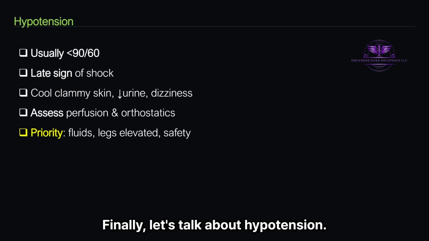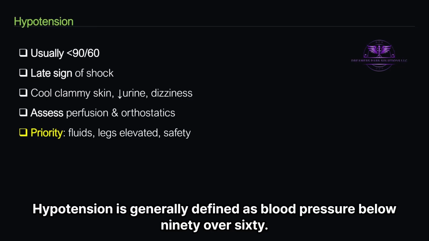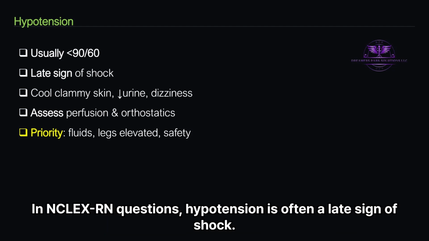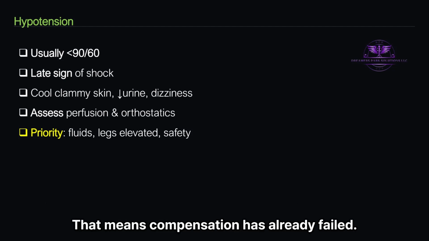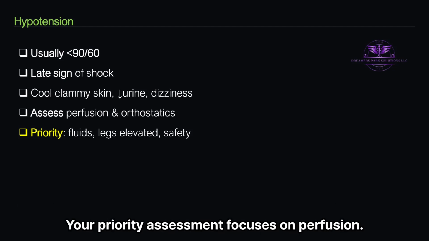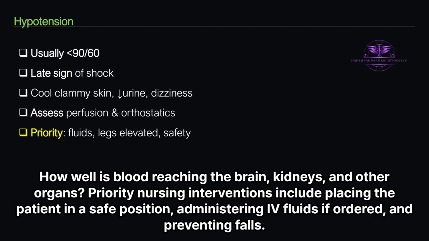Finally, let's talk about hypotension. Hypotension is generally defined as blood pressure below 90/60. Unlike hypertension, hypotension usually means the patient is not getting enough blood flow to vital organs. In NCLEX-RN questions, hypotension is often a late sign of shock. That means compensation has already failed. Look for cold, clammy skin, decreased urine output, dizziness, confusion, and delayed capillary refill. Your priority assessment focuses on perfusion. How well is blood reaching the brain, kidneys, and other organs?